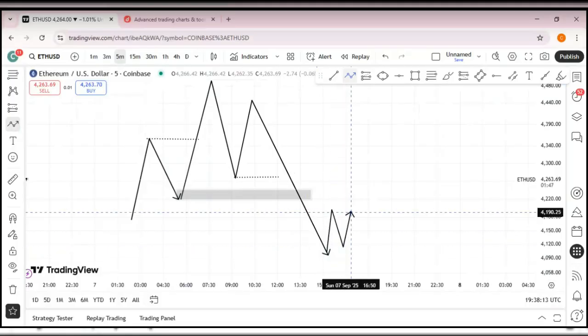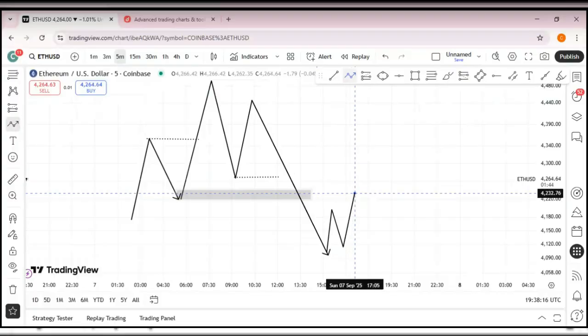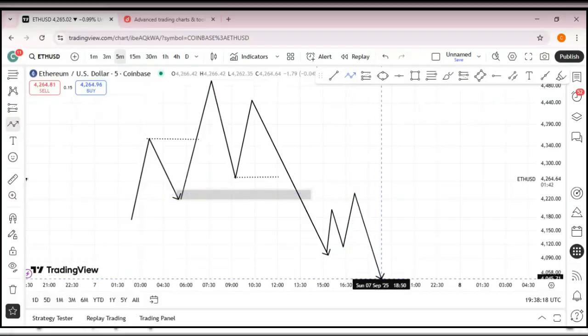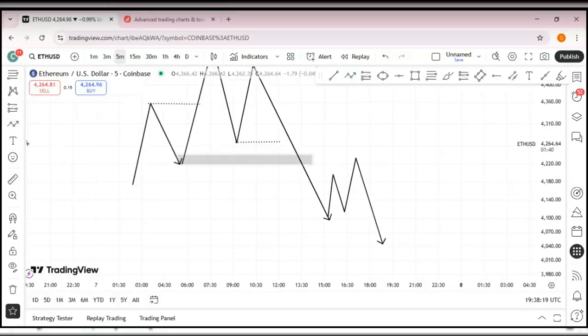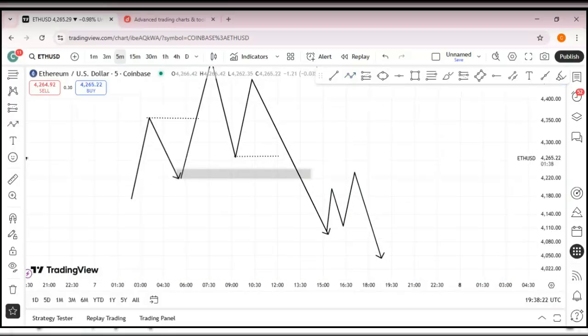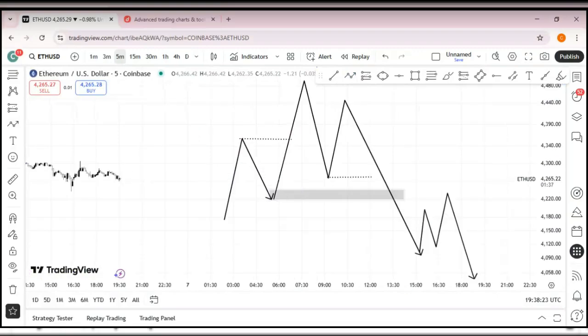Sometimes structural liquidity comes as single candle inducement. So I will show you that. Then you enter from there. This is for the sell side. So I will show you on the live chart.